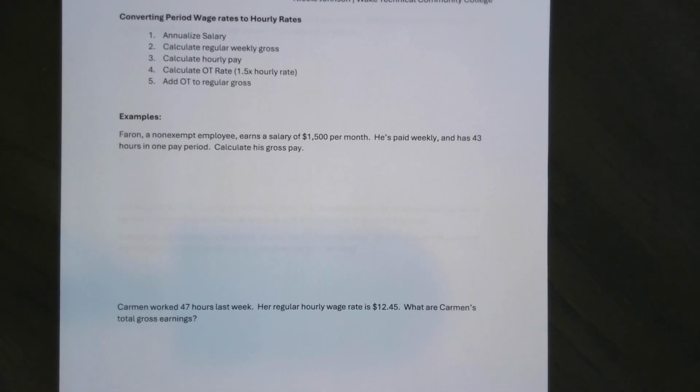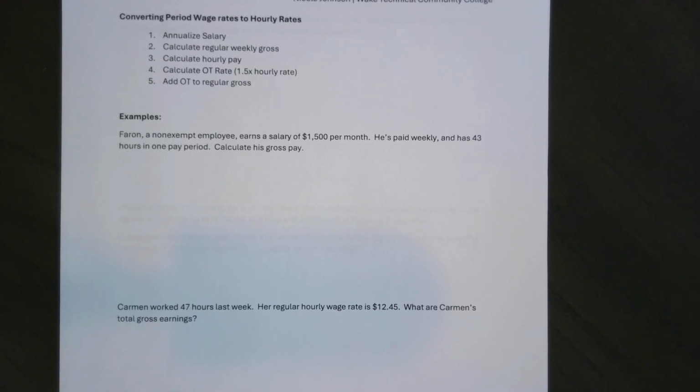Main steps for converting period wage rates to hourly rates. So if somebody is paid bi-weekly or semi-monthly or something like that, the first thing we'll do is annualize the salary. Then we'll calculate the regular weekly gross. Then we'll calculate hourly pay. Then we'll calculate the overtime rate, which is 1.5 times the hourly rate, and add the overtime to the regular gross.